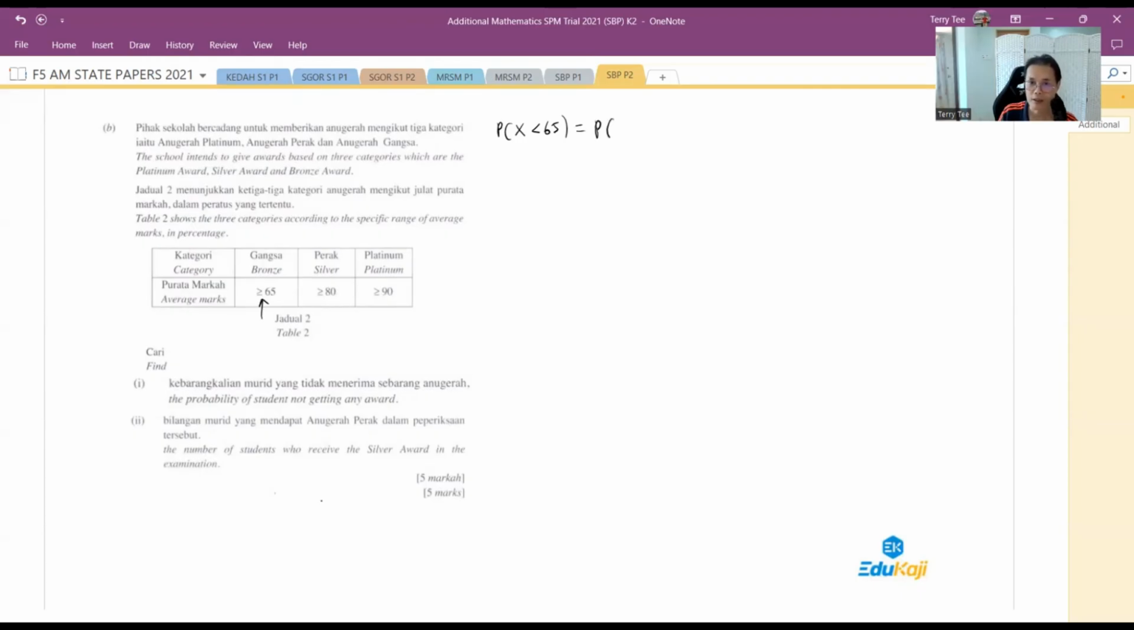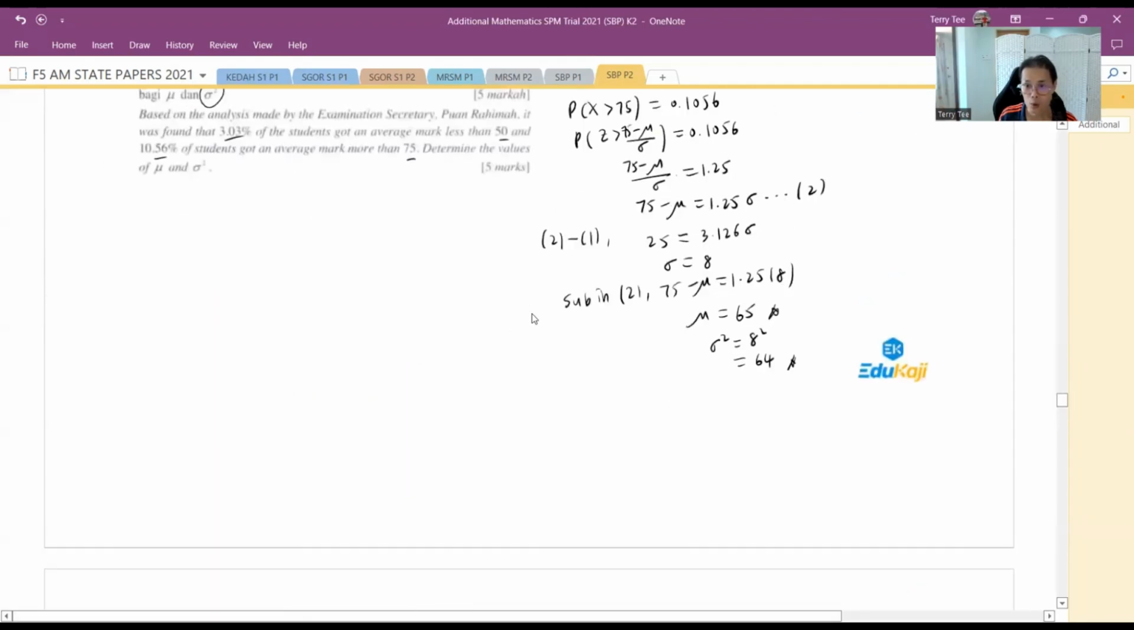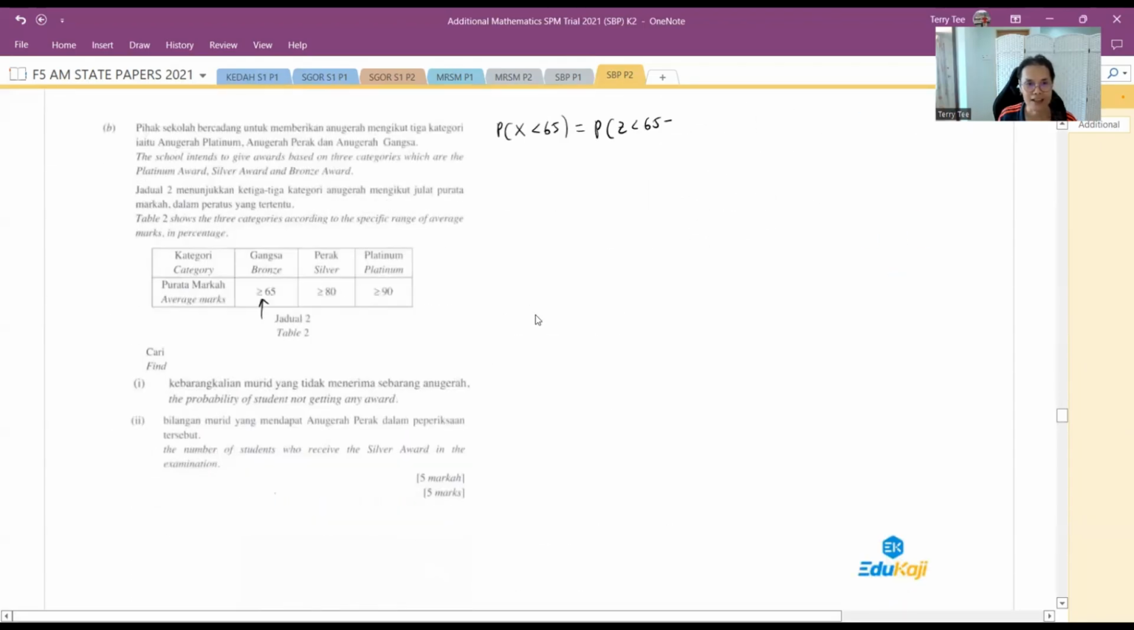So that means we have to standardize it to x minus mu. Since my mu just now, guys, is also 65, you divide by your standard deviation, which is 8. This is P(Z less than 0). Less than 0 means what? How many percent here? 0.5, right? So the probability is just 0.5.